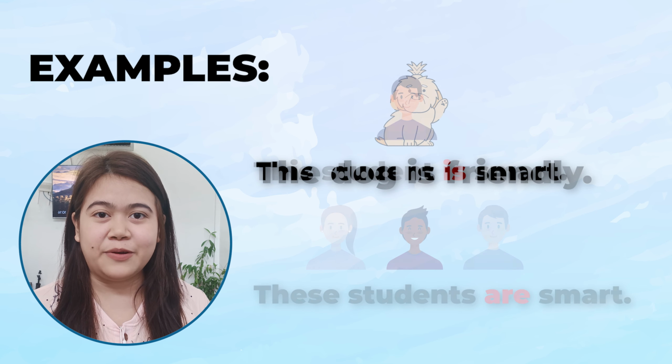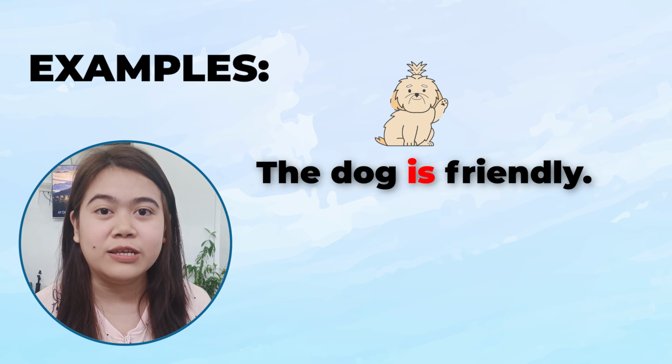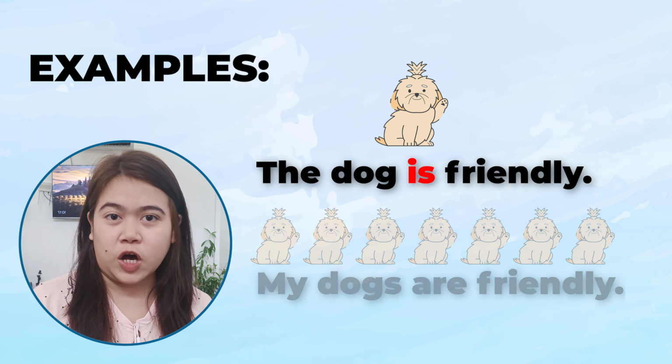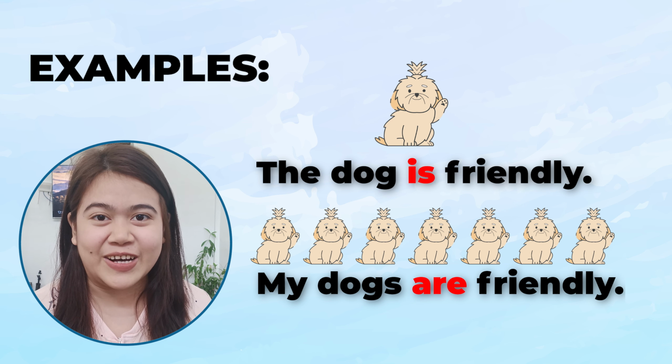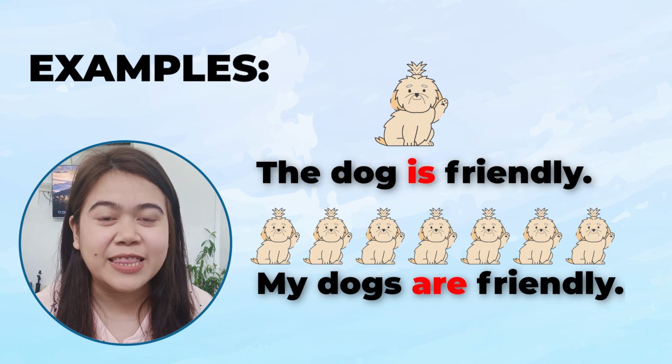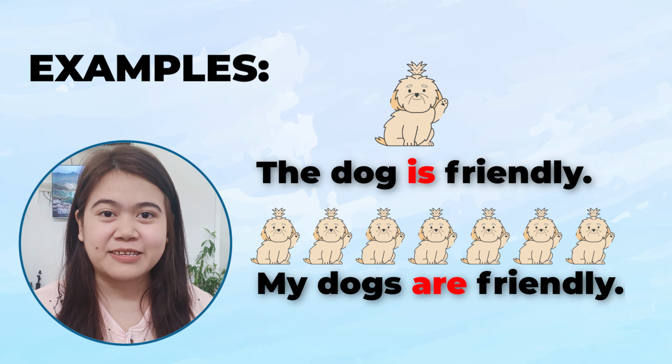The last example, the dog is friendly. That's only one dog. My dogs are friendly. I've got 7 dogs, so that's many. We use are. Now I'd like you to practice with me.